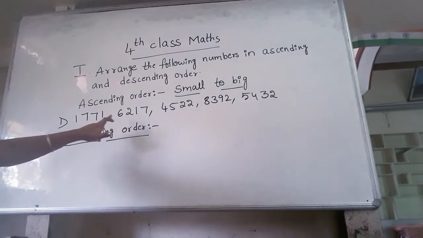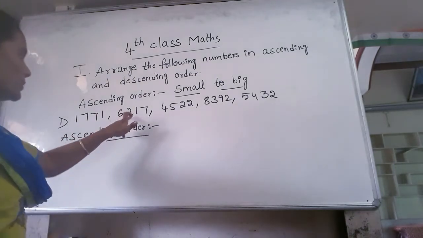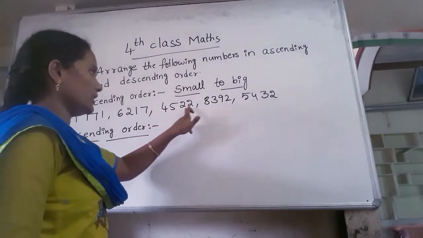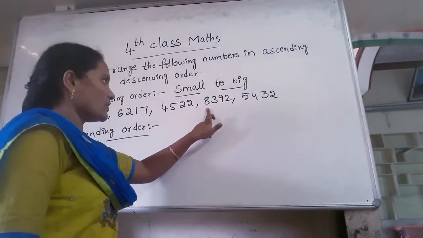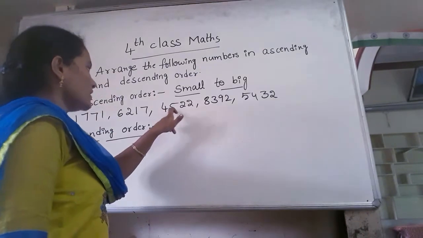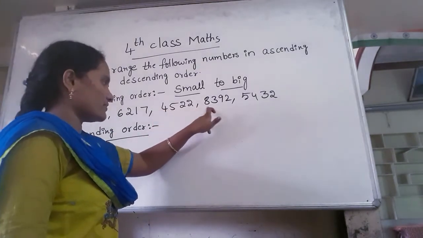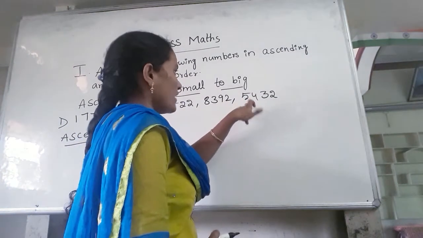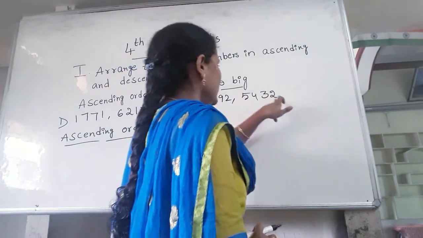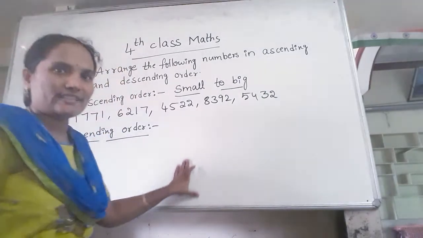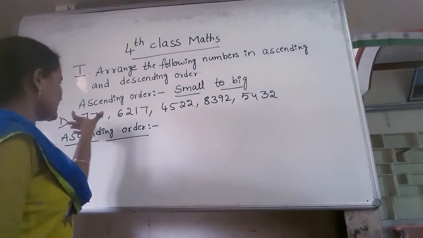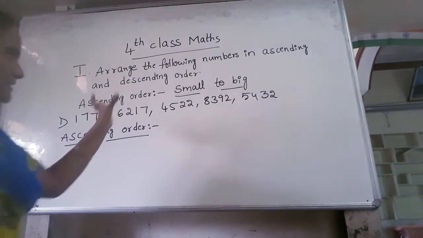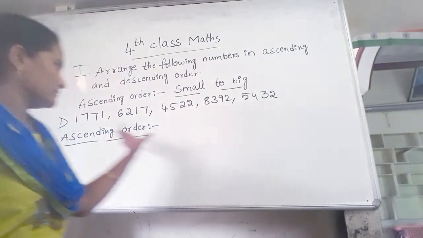1771. Next one, 6217. Next one, 452. Next, 4522. Next one, 8392, and last one, 5432. Okay, children, these are our numbers. This is ordering in ascending order. In ascending order means small to big.